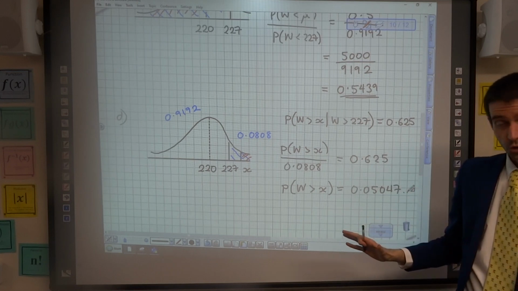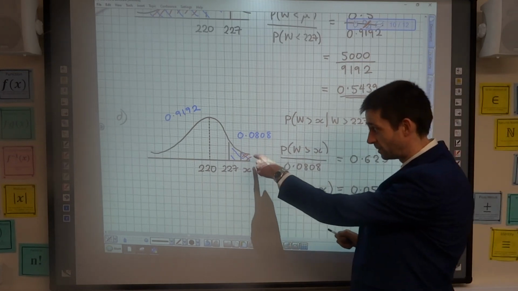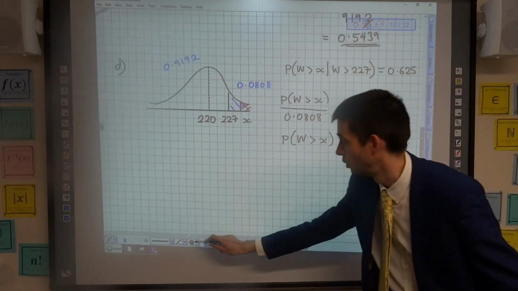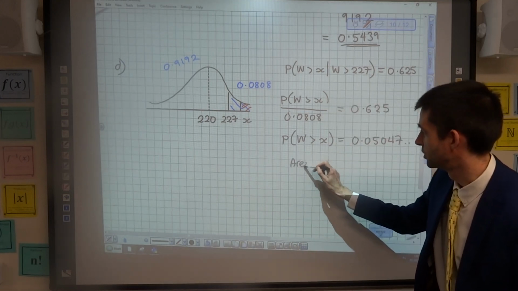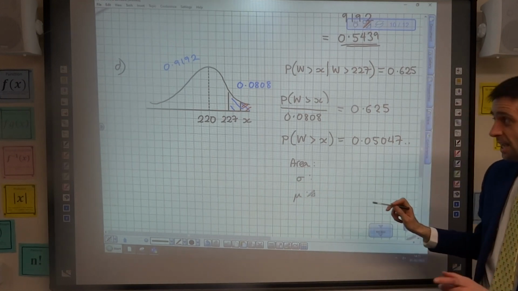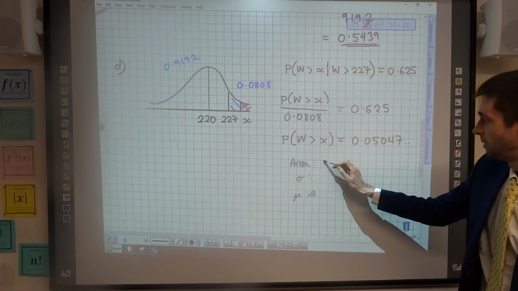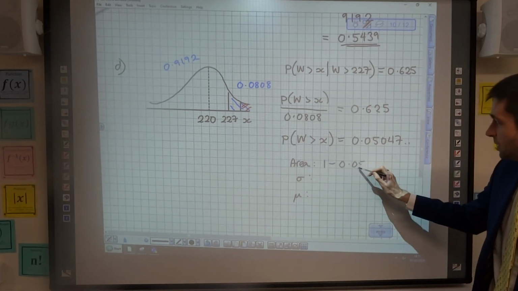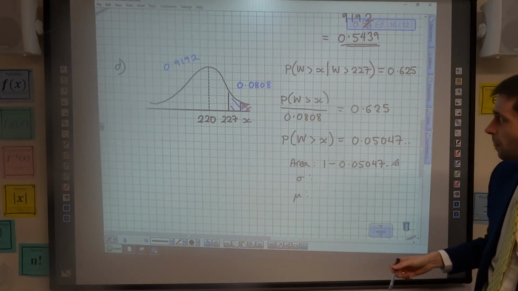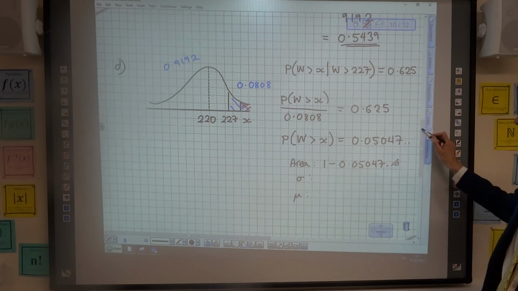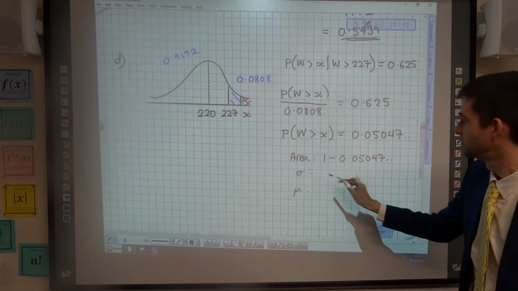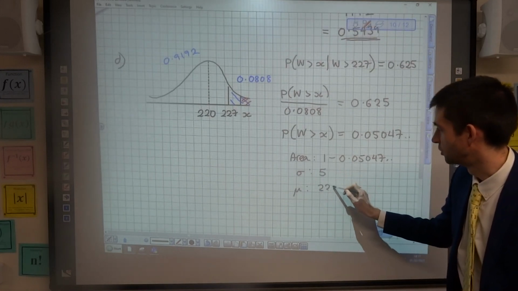Now I can go back to my inverse normal, because I know that the area of this red bit now is 0.05047. So I can go to my inverse normal function, which wants to know the area, the standard deviation, and the mean. Now bear in mind that the area has to be to the left, so it's going to be 1 minus that 0.05047, etc. The standard deviation is, just going to check, it was 5, wasn't it? Yes. The standard deviation is 5, and the mean is 220.